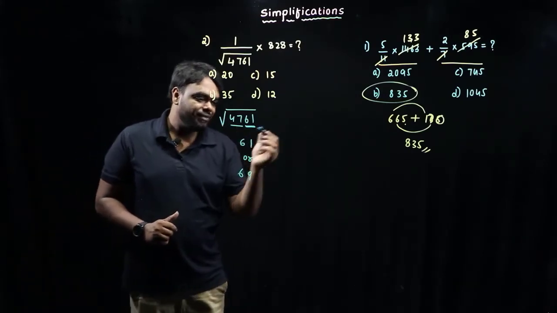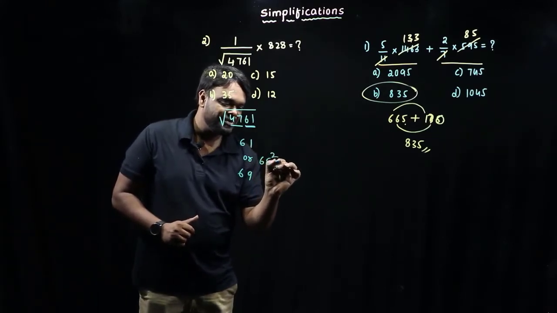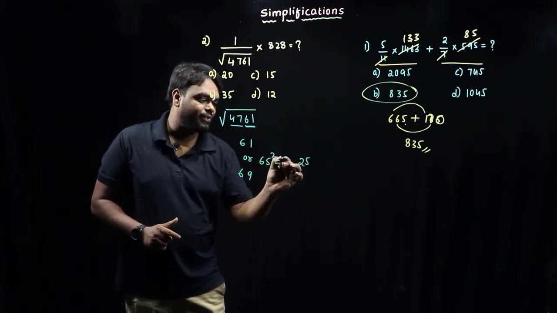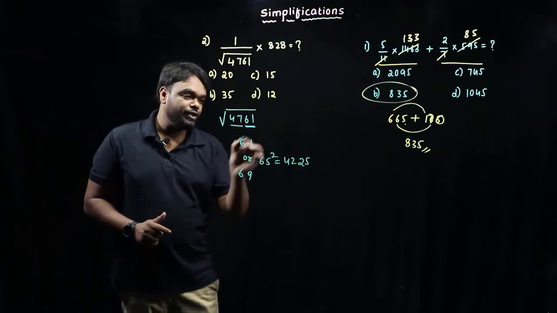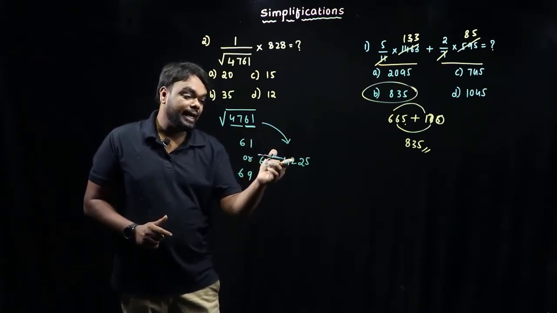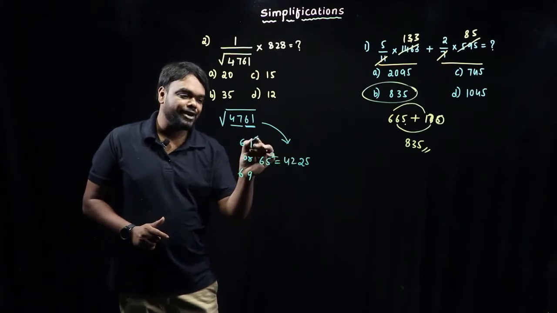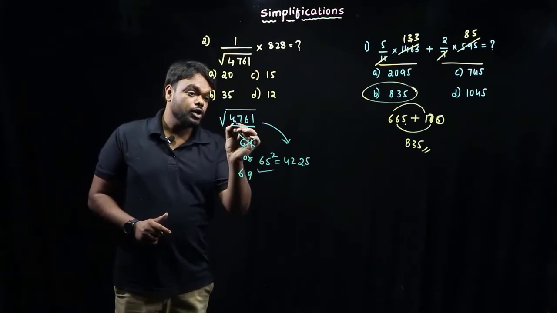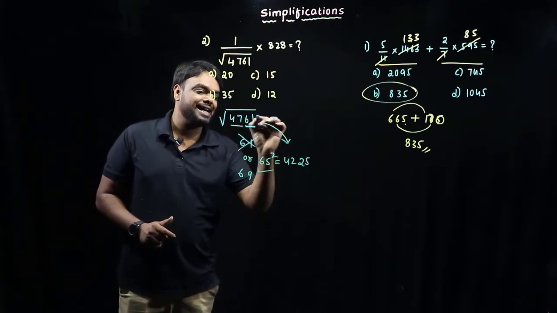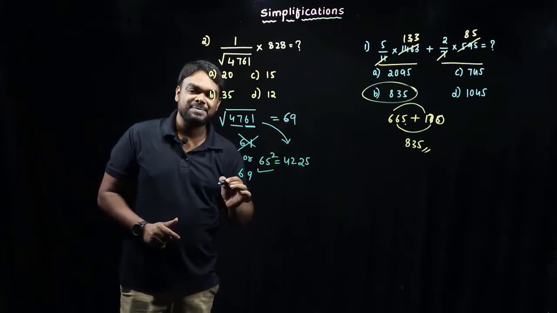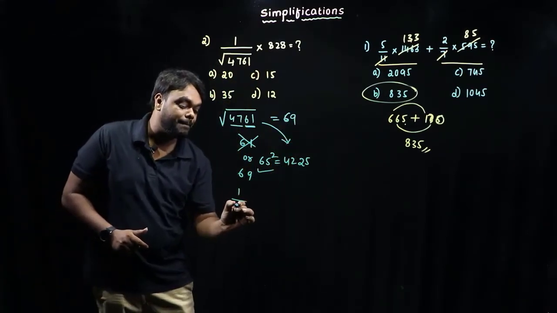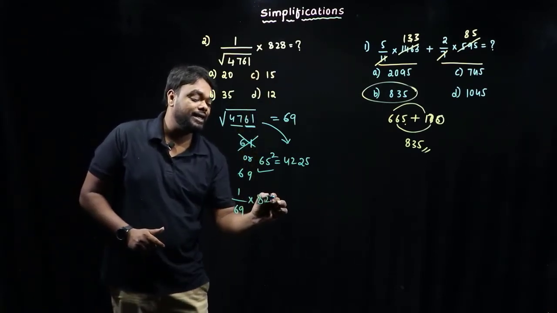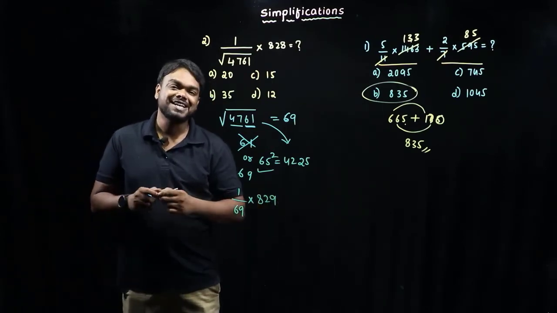Now how do we check this? We will consider 65 square in between. Now we already know how to find 65 square. 5 square 25, 6 into 7 is 42, right? Now if you observe this, 4761 is greater than 4225. So it cannot be 61 square, it has to be 69 square. So the root of 4761 must be equal to 69. So if I rewrite this, we should get 1 by 69 into the final one, 828.